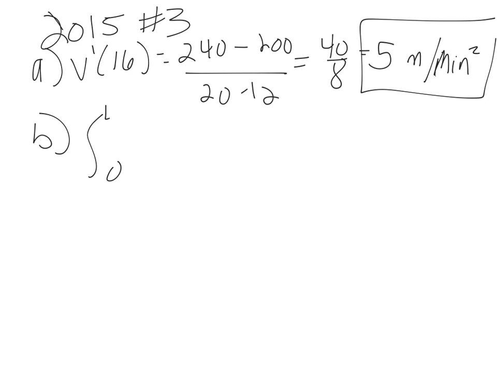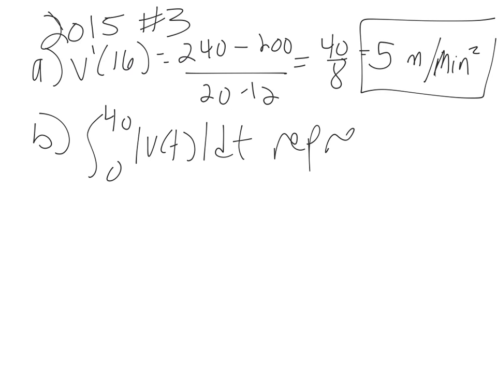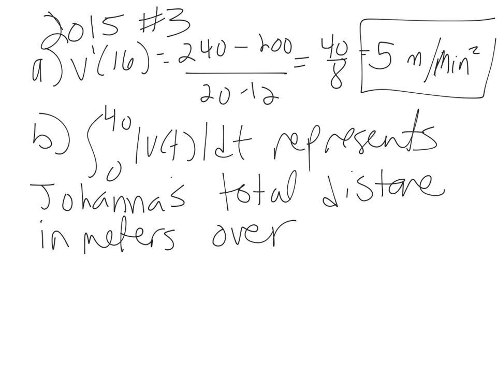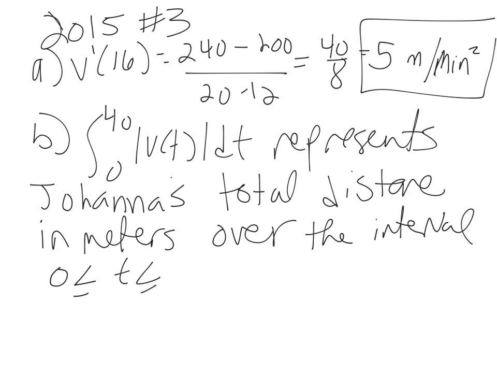So this integral represents Joanna's total distance, and you should say in meters over the interval, you can say from 0 minutes to 40 minutes, but you can say over the interval 0 to 40 minutes. So that's the first part of part B.